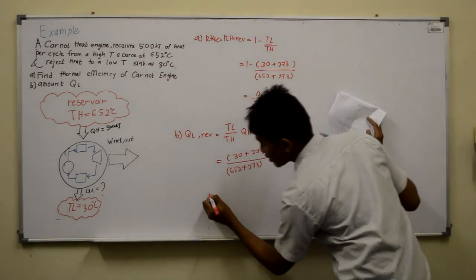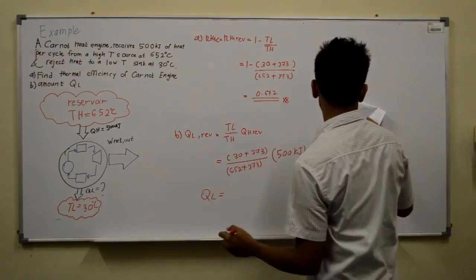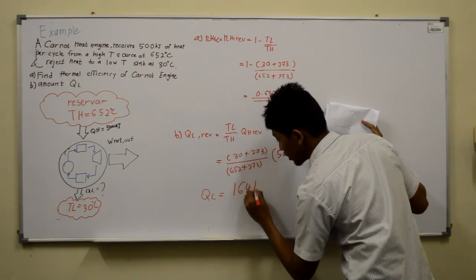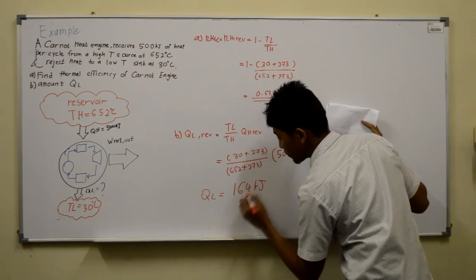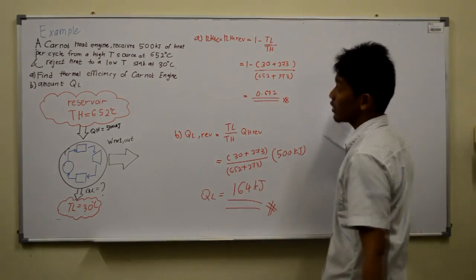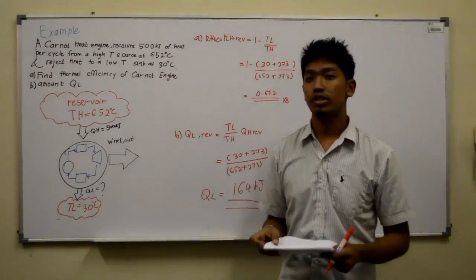So we will get the answer: QL is equal to 164 kilojoules. Okay, so this is the example that I will do for this question. Thank you.